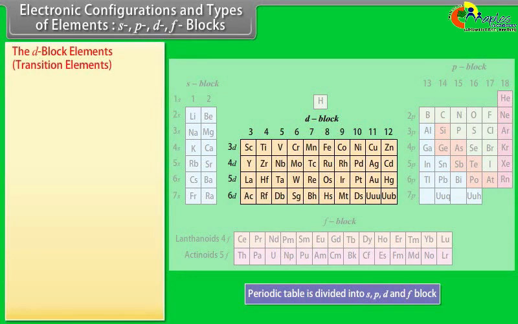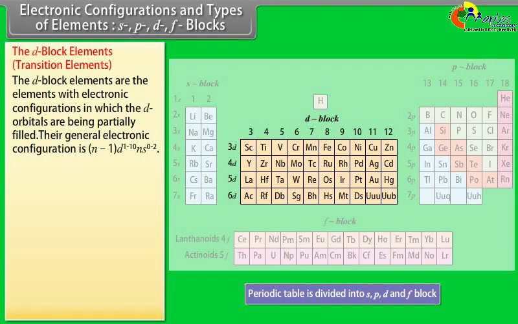The D block elements, transition elements. The D block elements are the elements with electronic configurations in which the d orbitals are being partially filled. Their general electronic configuration is.